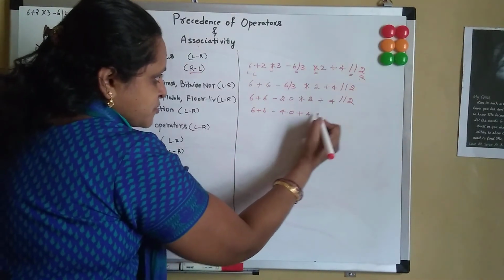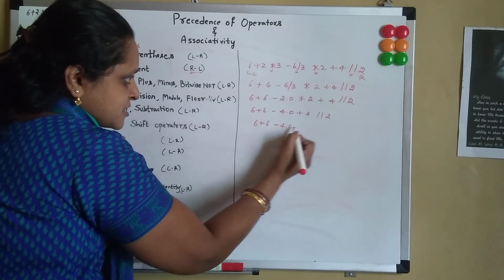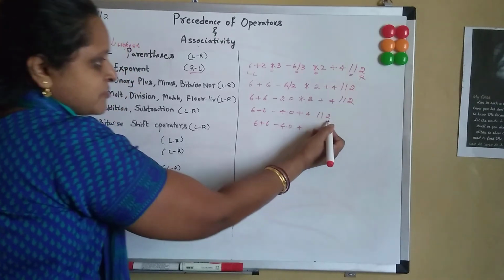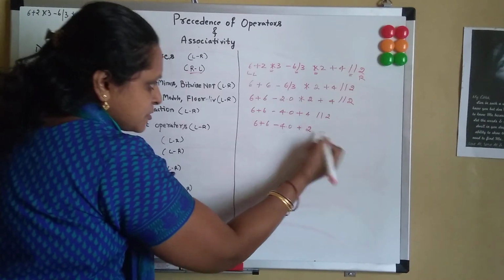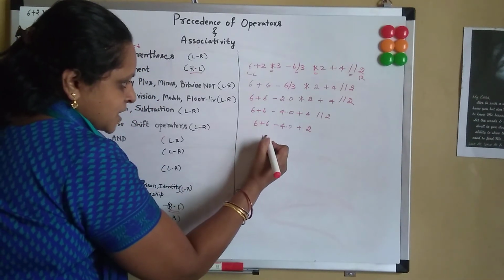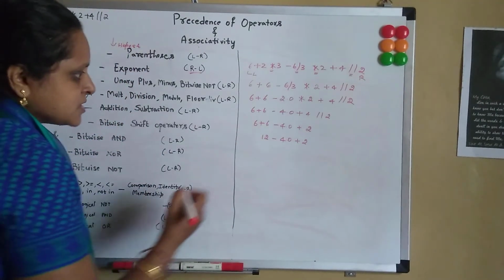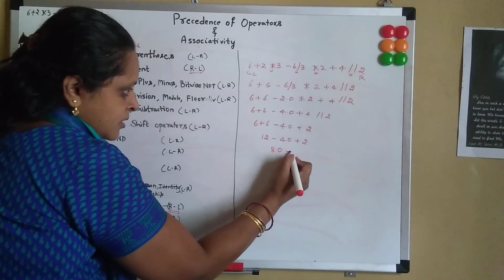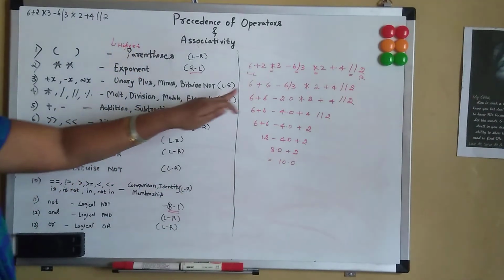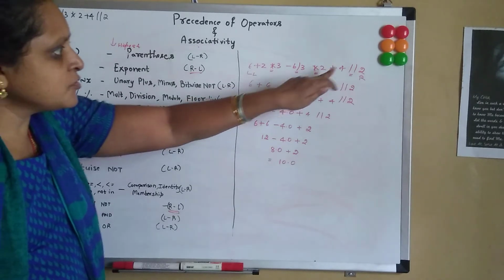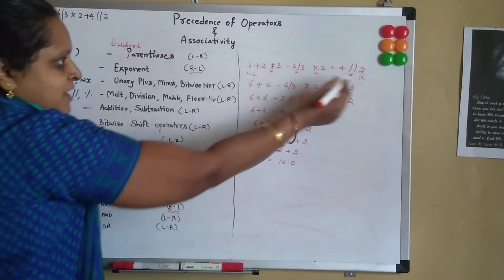Let me keep the rest of the expression as it is. 6 plus 6 minus 4.0 plus 4 floor division 2 gives an integer value. So 4 divided by 2 is nothing but 2. Now 6 plus 6 is 12. 12 minus 4.0 plus 2. 12 minus 4 is 8.0 plus 2, which is nothing but 10.0. So friends, here we have solved into, divide, into, floor division at once, and we have followed the rule of associativity, that is from left to right.